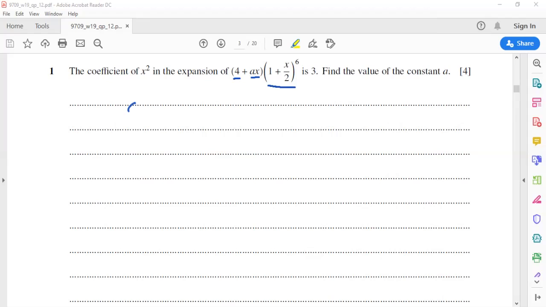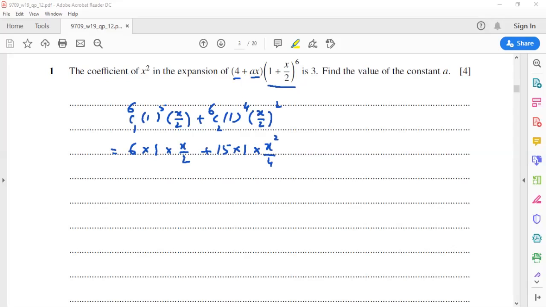So it is 6c1 1 power 5 x over 2, plus 6c2 1 power 4 and x over 2 power 2. If you simplify, 6c1 gives you 6, this is 1, this is x over 2, plus 6c2 is 15, 1 power anything is 1, and x squared over 4. So after the simplification, this takes us to 3x plus 15x squared by 4.